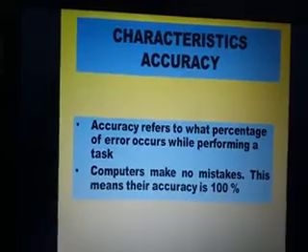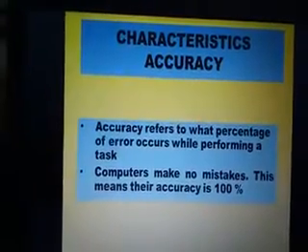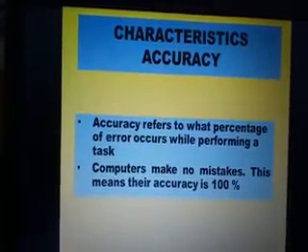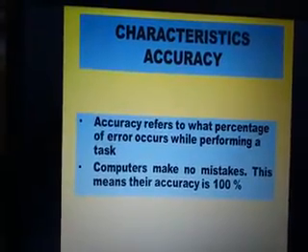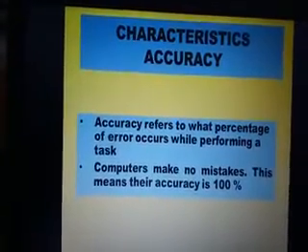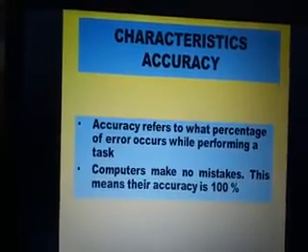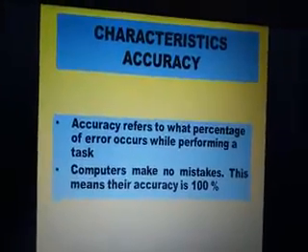will you get them all right? Unlikely. You will make mistakes. Even though you know addition very well, you will make mistakes. I will make mistakes. Mr. Peter will make mistakes. Your parents will make mistakes. We are human beings. We make mistakes because that is our characteristic, that is our nature. Computers make no mistakes. This means their accuracy is 100%.